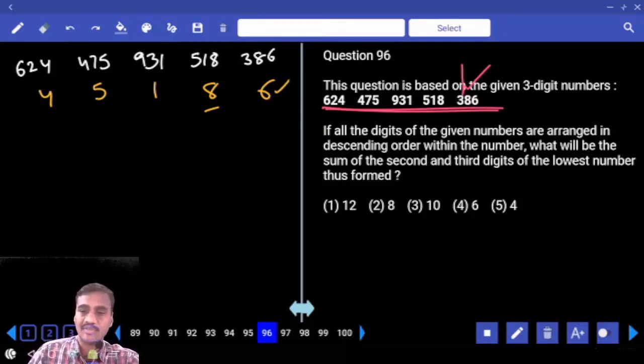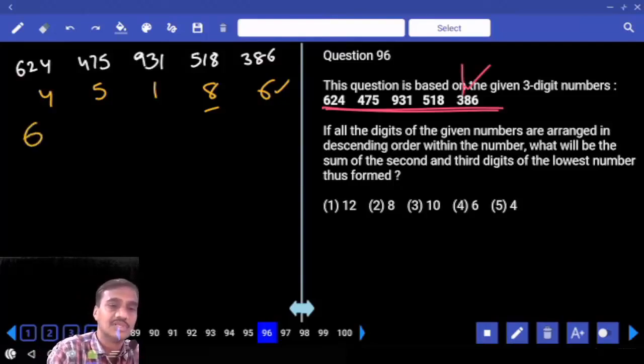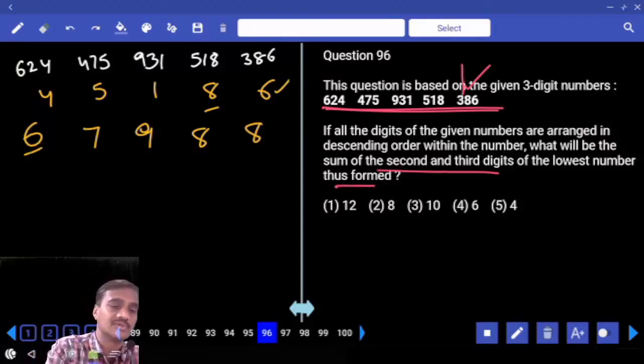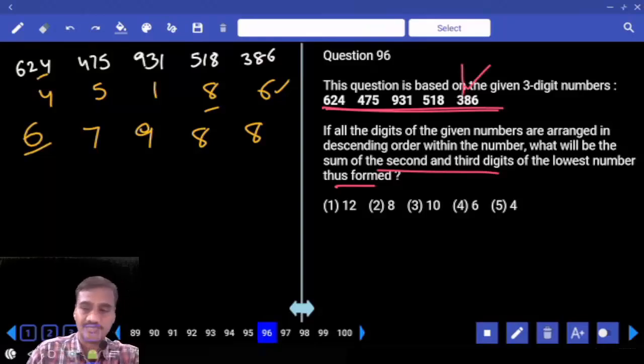Then ఇప్పుడు ఏమంటున్నారు చెప్పండి? డిసెండింగ్ ఆర్డర్‌లో అరేంజ్ చేయండి అన్నాడు. డిసెండింగ్ ఆర్డర్ అంటే ఫస్ట్ డిజిట్ ఏమొస్తుంది? In that number, the highest digit in that number will come at the first place within each of these. ఇందులో హైయెస్ట్ ఉంది 6, ఇందులో 7, ఇందులో 9, ఇందులో 8, ఇందులో 6, ఇందులో 688. కనుక మనకి లోయెస్ట్ ఏమొస్తుంది? Then what will be the sum of the second and third digits of the lowest number? Lowest number ఇది. 6 ఎక్కడికి వస్తే రిమైనింగ్ రెండు ఏమైపోయినాయి? 4 and 2. And what is the sum of these two? 4 plus 2 is 6. That is choice 4, question number 96.